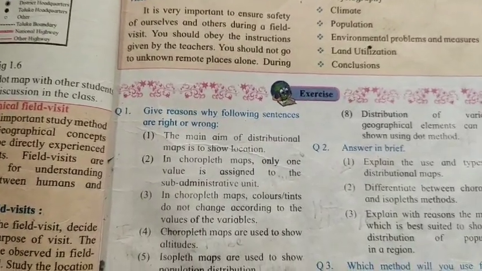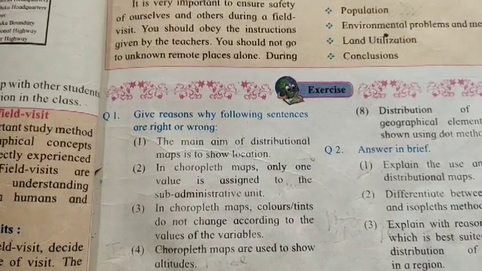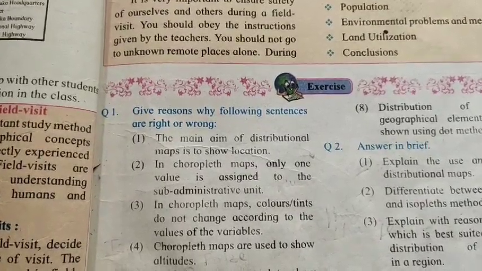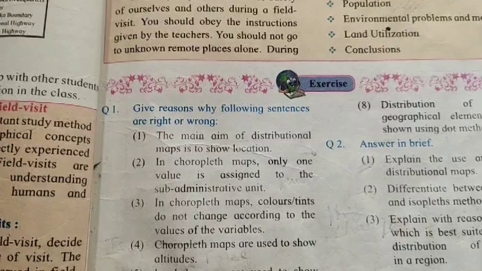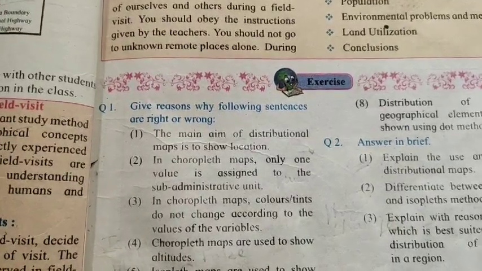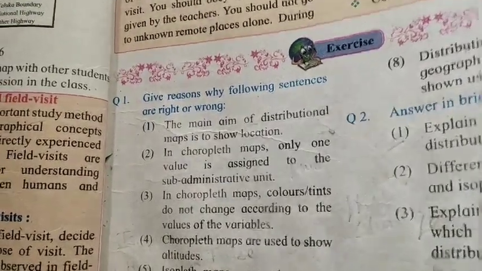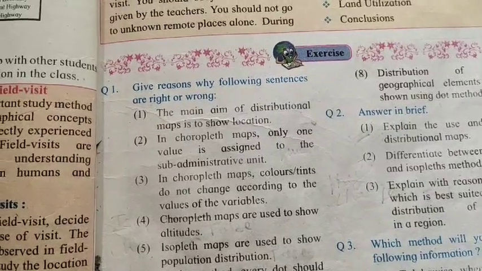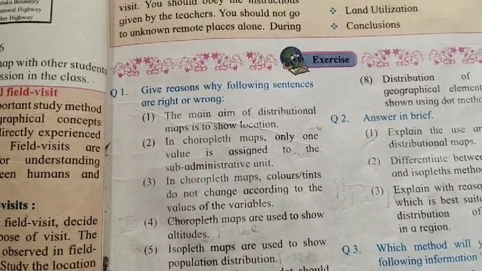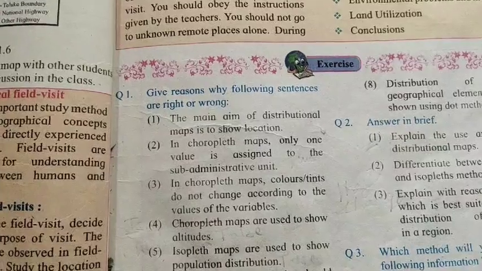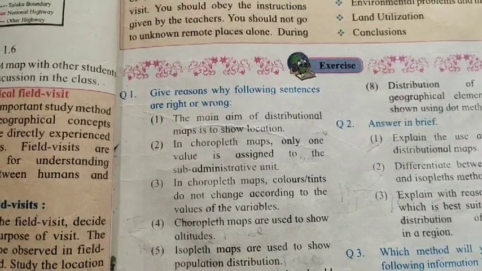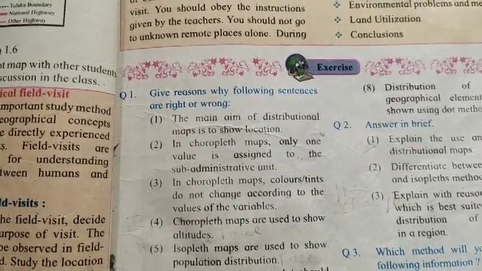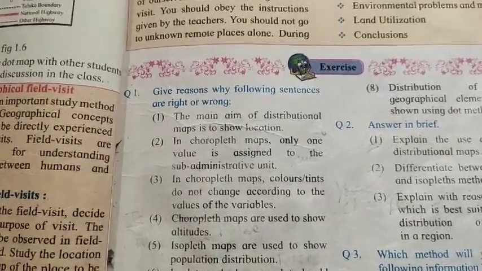that's it. In the third sentence, in choropleth maps, colors or tints, that is shades, do not change according to the values of the variables. The answer is wrong. So what is the explanation? They change according to the values of the variable. This becomes easy to find the difference among the sub-administrative units. So this is the reason that you will write down to sentence number 3.